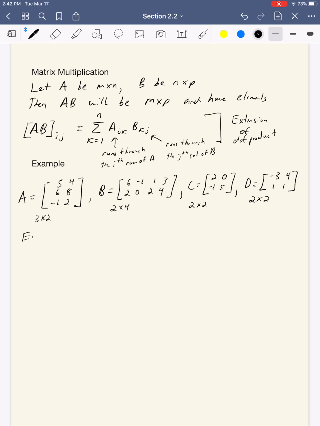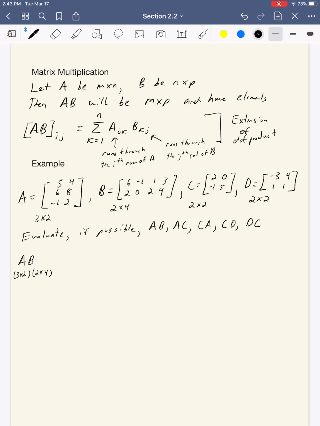So let's try to evaluate, if possible, let's try AB, AC, CA, CD, and DC. So we'll try those 5 matrix multiplications. Let's start with AB. First of all, let's think about whether or not AB is going to make sense. This is going to be a 3 by 2 with a 2 by 4.